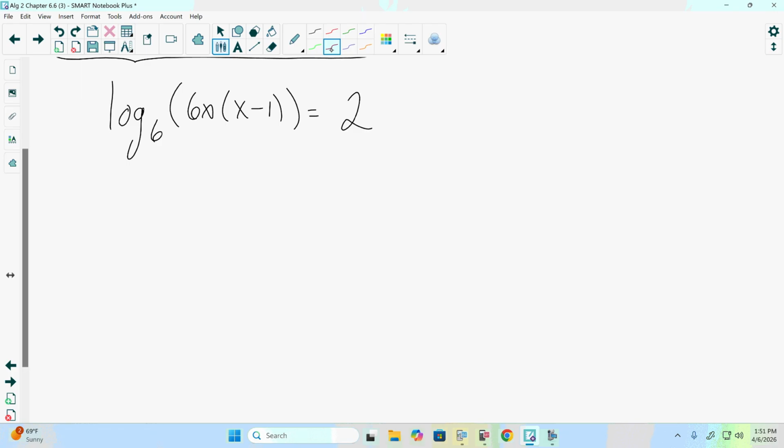Now to get that variable out of the logarithm, we're going to put both sides to the base of what? Well, what's the base of the log? 6. So both sides are going to be put to the base of 6, because the 6 to the log base 6 is going to cancel because the base and the base of the logarithm are the same. And what that leaves us with is 6x times x minus 1 is equal to 6 squared.